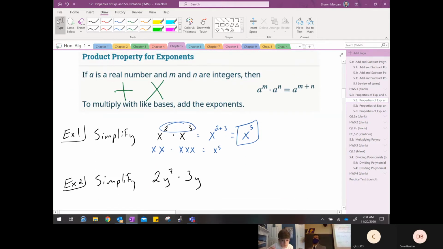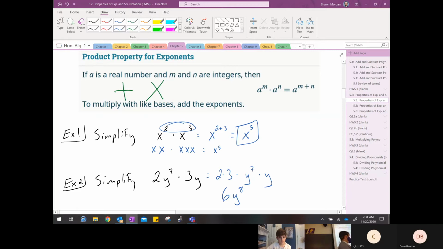Now example 2 has a C word. What's that C word in front of each variable? Coefficient. And because we've got the commutative property of multiplication, we can actually rearrange these. So I could say 2 times 3 times y to the 7th times y. And I could choose to do 2 times 3 is 6. And y to the 7th times y is what, class? Y to the 8th.